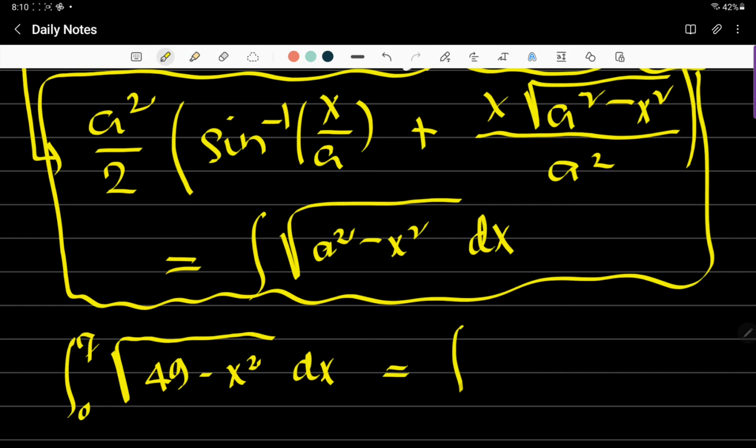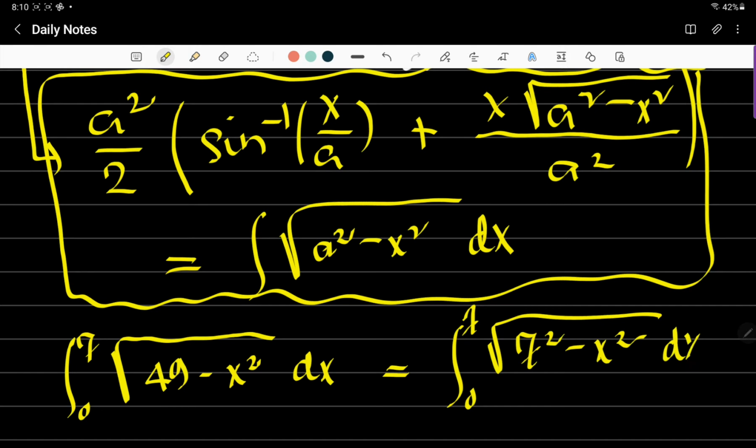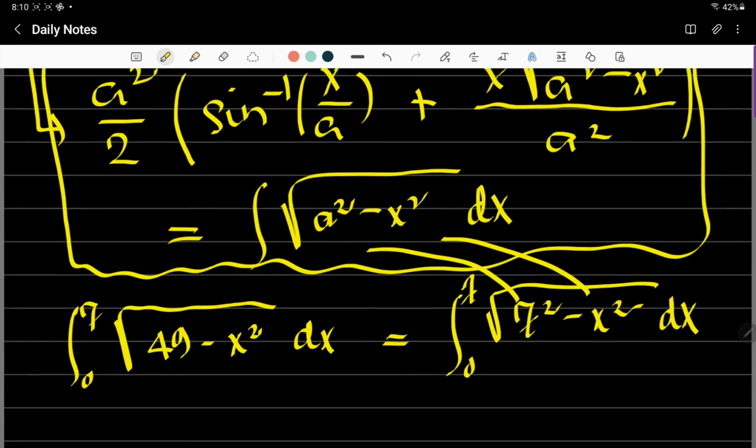I make it into the form that I recognize, easy to see for you. So it looks exactly like this now. All I have to do is apply it.